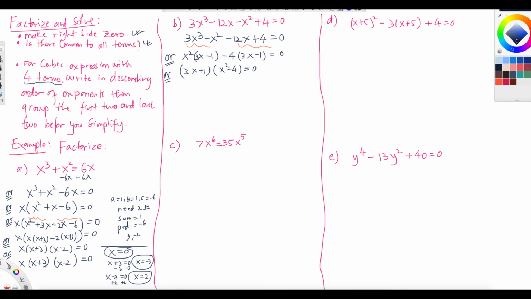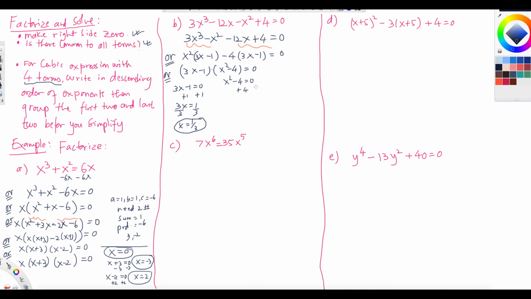Okay, so to solve this, you set each of them equal to 0. You get 3x minus 1 equals 0, because the product is 0, which means either the first one is 0 or the second one is 0. How do I solve this? You add 1 on both sides. So you get 3x equals 1, divided by 3. You get x equals 1 over 3. That is one answer.